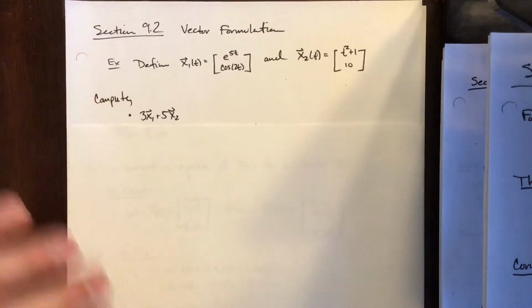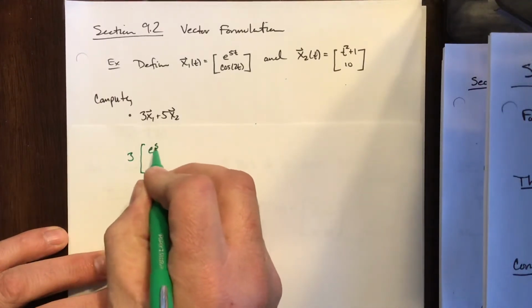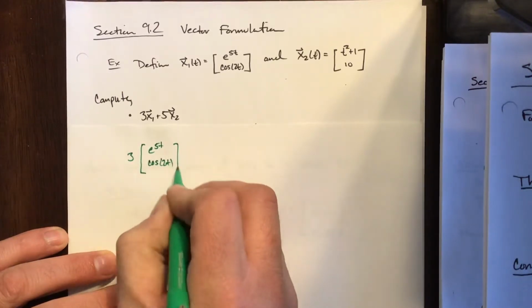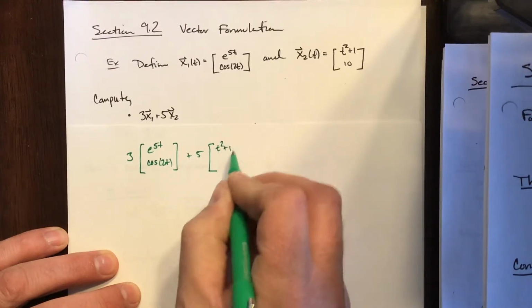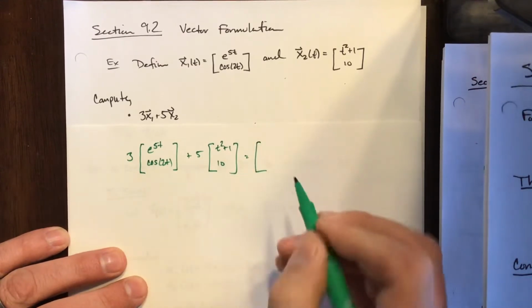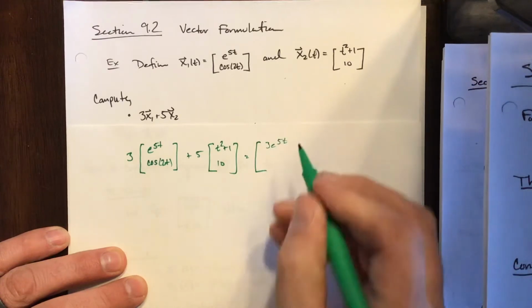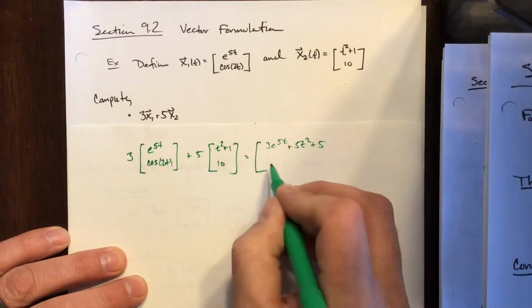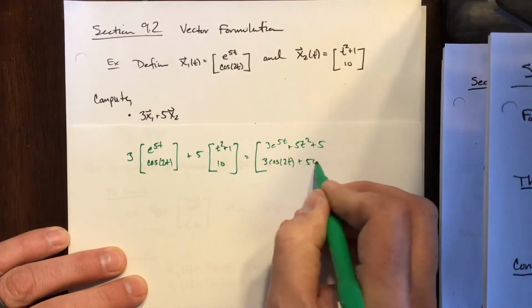So if we go 3x1, that's 3 times e to the 5t, cosine 2t, plus 5x2, that's t squared plus 1 and 10. What do you end up outputting? Well, 3e to the 5t plus 5t squared plus 5, and 3 cosine 2t plus 50.